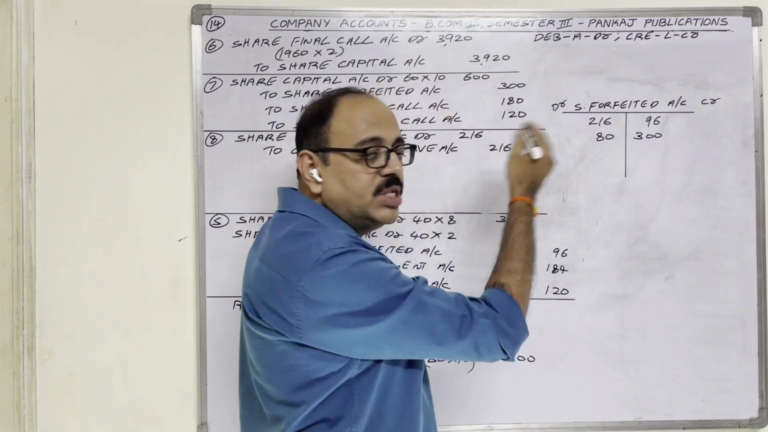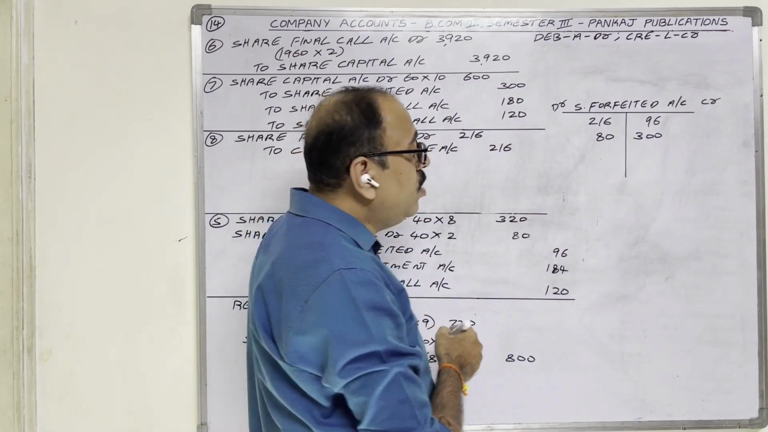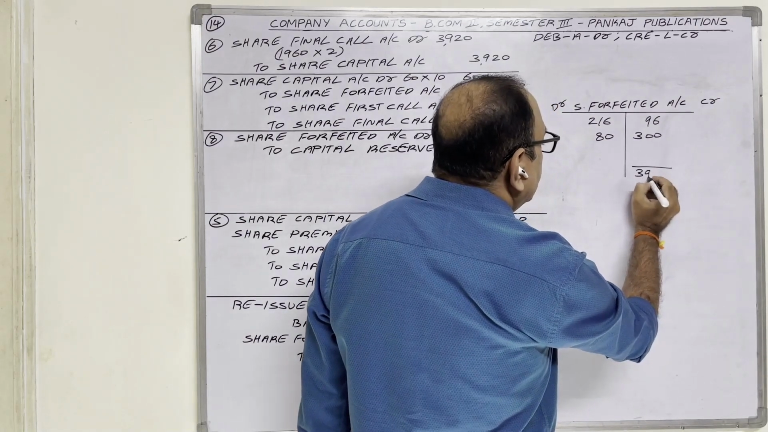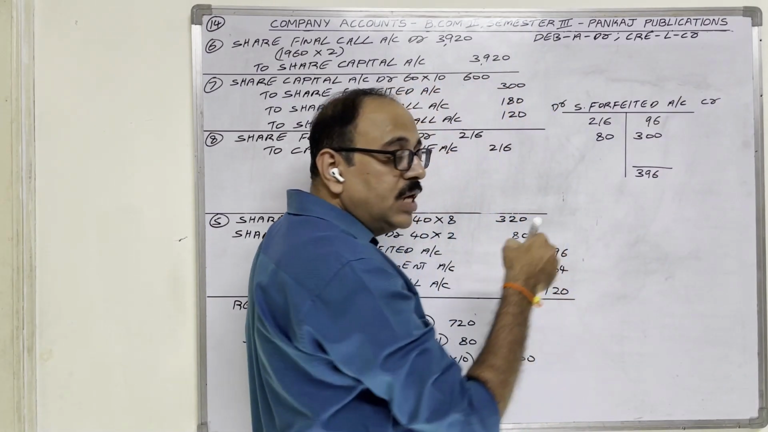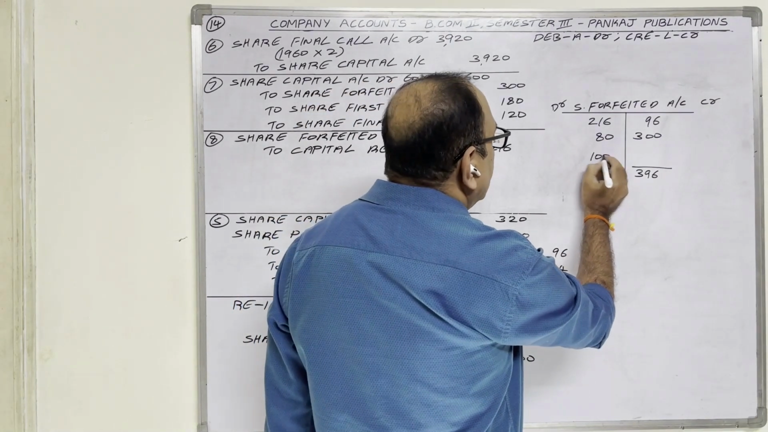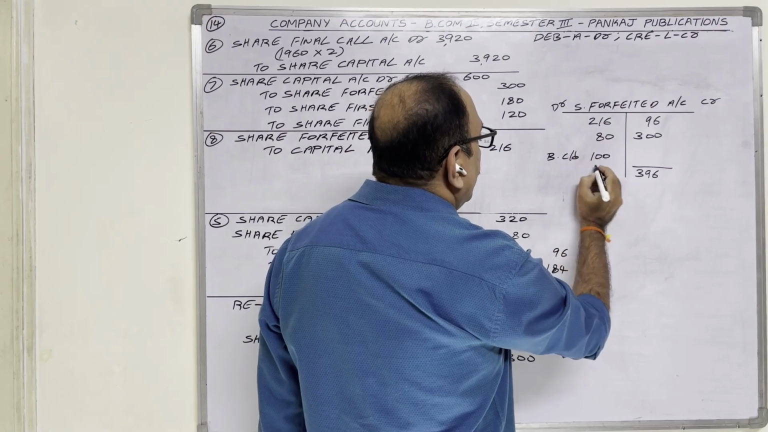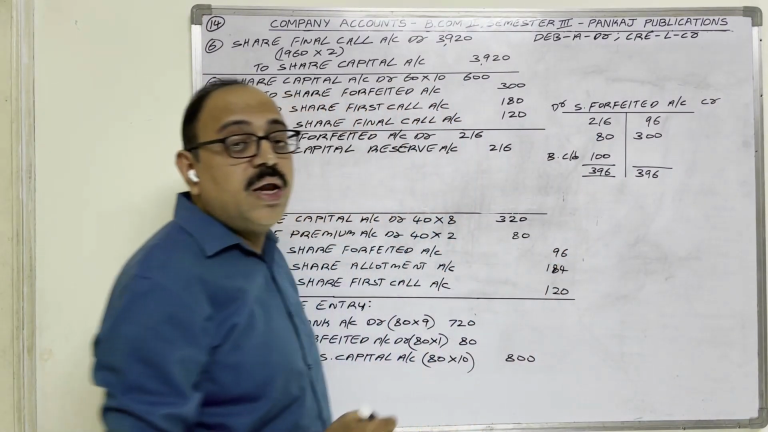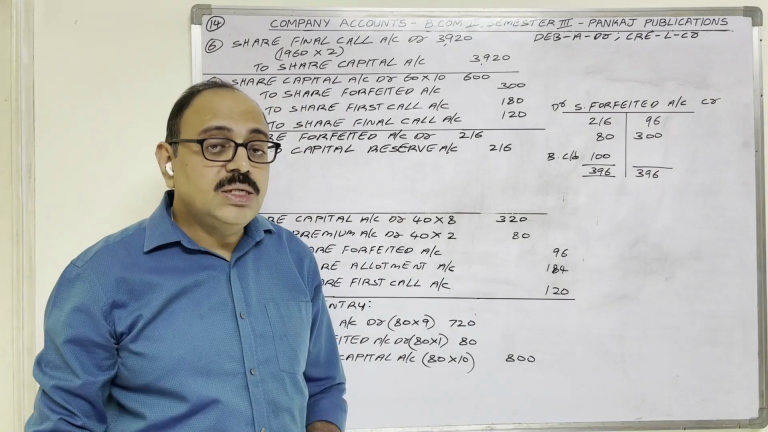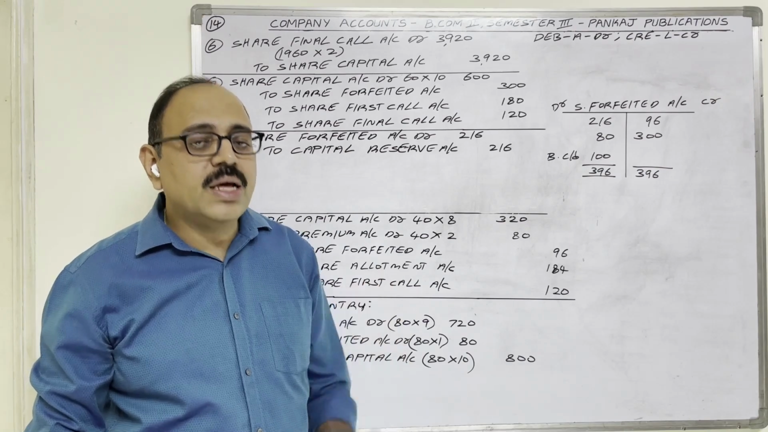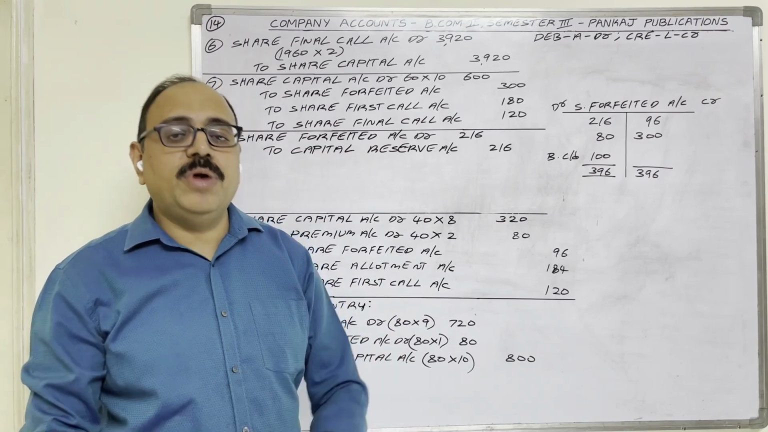So finally, how much is the credit balance in share forfeited account? Credit side total 396 rupees minus debit side total 296 rupees. So the balance carried down amount is 100 rupees. This amount we should not transfer to capital reserve, because only the forfeited shares related share forfeited credit balance we should transfer to capital reserve.